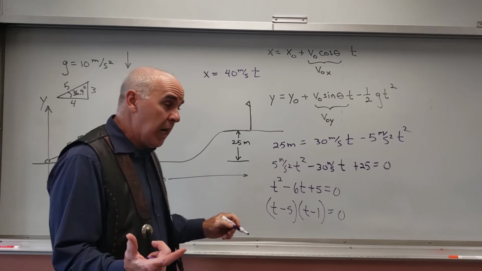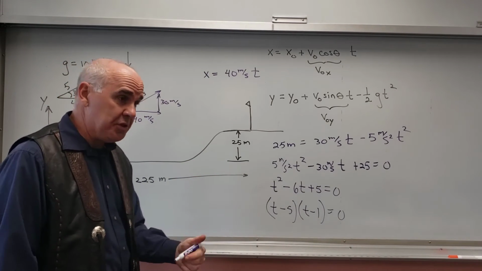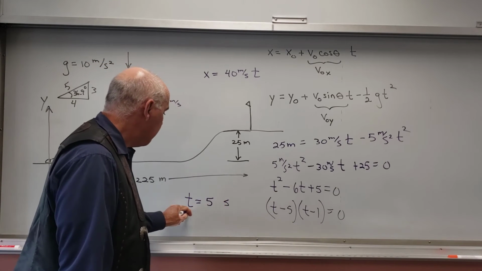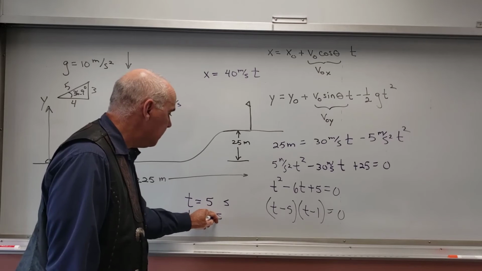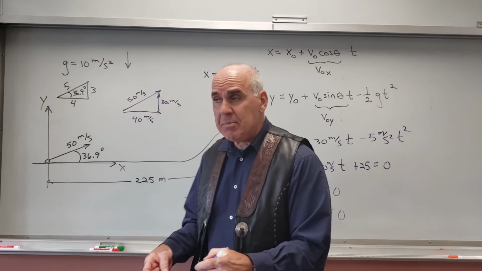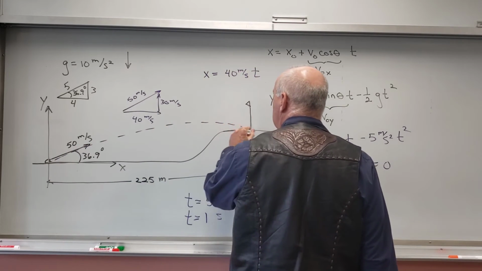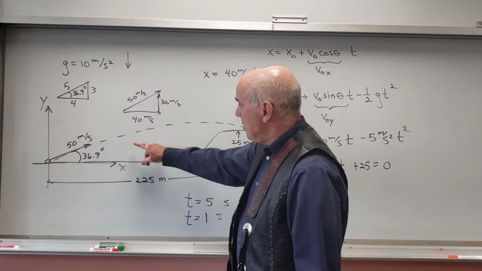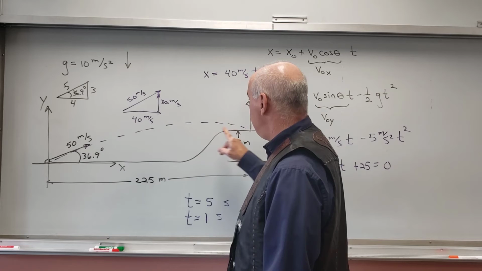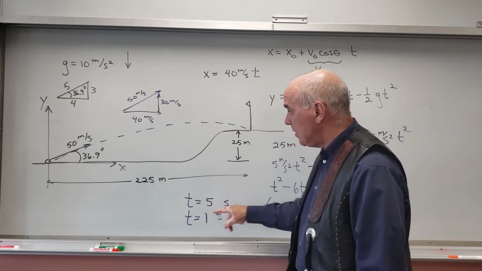And so the times, there's two of them, right? Because it's a quadratic, there's two solutions. There's t equal to 5 seconds, and there's t equal to 1 second. That's when y will be equal to 25 meters. Well, if I think about it, the path of the ball is a parabolic shape. It's going to be at 25 meters at some point on the way up, and it's going to be at 25 meters at some point on the way down. That's why there's two solutions here.